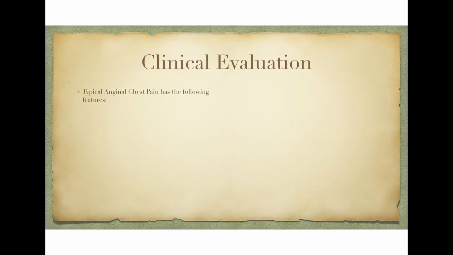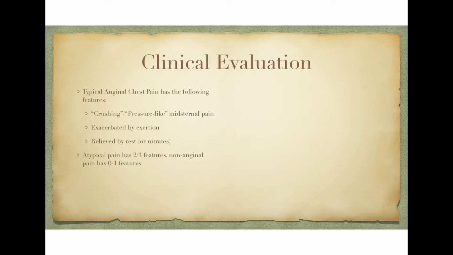Typical chest pain has the following features. It's usually described as a crushing or pressure-like midsternal chest pain. It's exacerbated by exertion and alleviated by rest or nitrates. Patients who have all three of these features associated with their chest pain are said to have typical chest pain. Patients who have just 2 out of those 3 features are said to have atypical chest pain, and patients who just have 1 or none of those features are said to have non-anginal or non-cardiac chest pain.